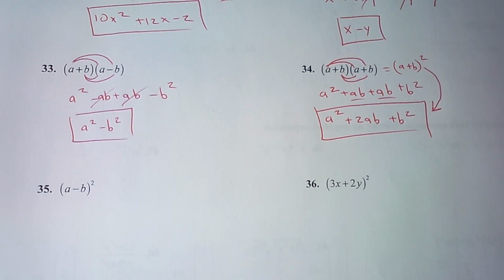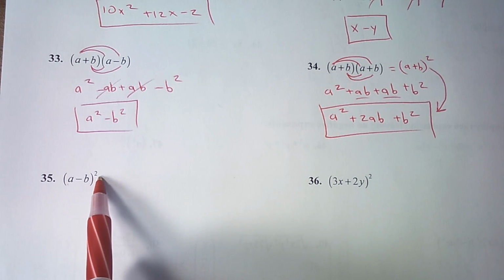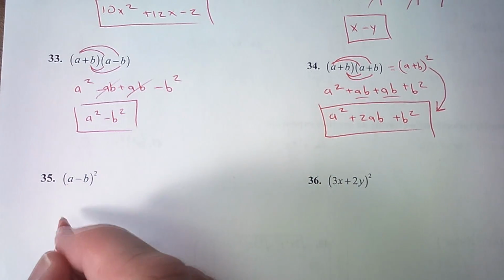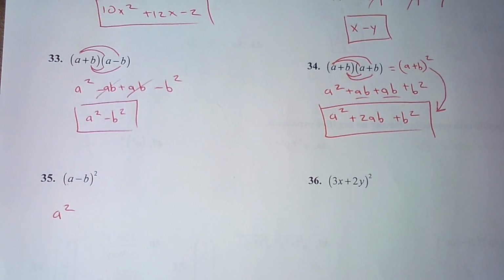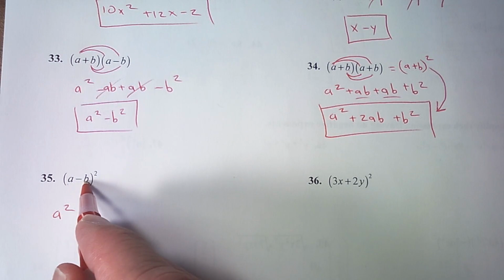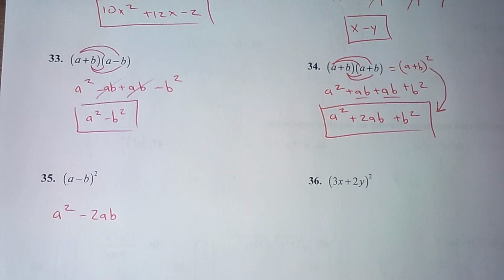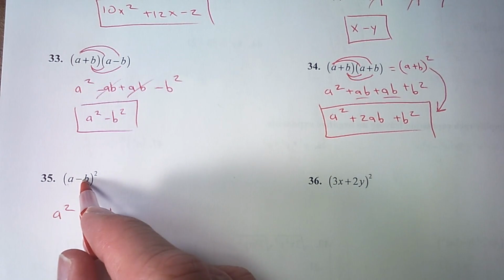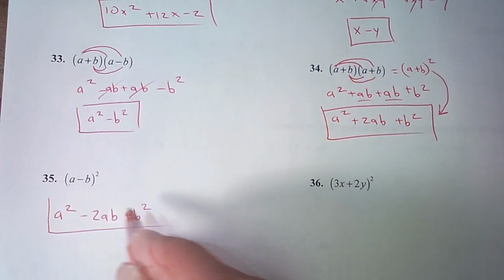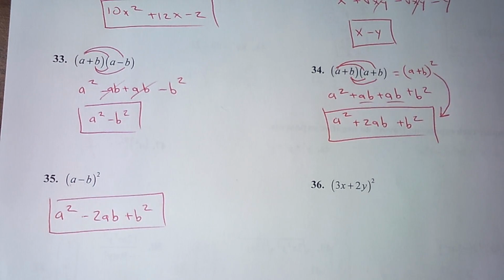And we have that again here on 35 and 36. We've got a binomial squared. Okay, so I'm just going to use this shortcut here. First term squared is a squared. Then the product of the two terms is negative ab. A times negative b is negative ab. Then I double that and I get negative 2ab. And then the last term squared, negative b times negative b, is plus b squared. Okay, that's a nice little shortcut you can take anytime you have a binomial squared.